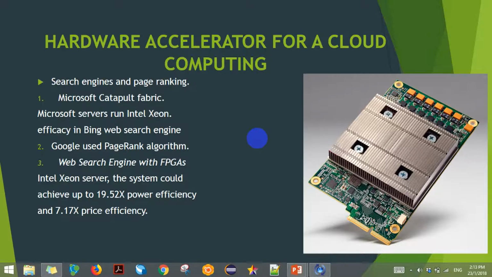For the search engine with FPGA, they will use an Intel Xeon server in the system, so the system will speed up. The power efficiency will be 19.52, up to 1952, and the price efficiency will be increased as well and achieve 7.17.